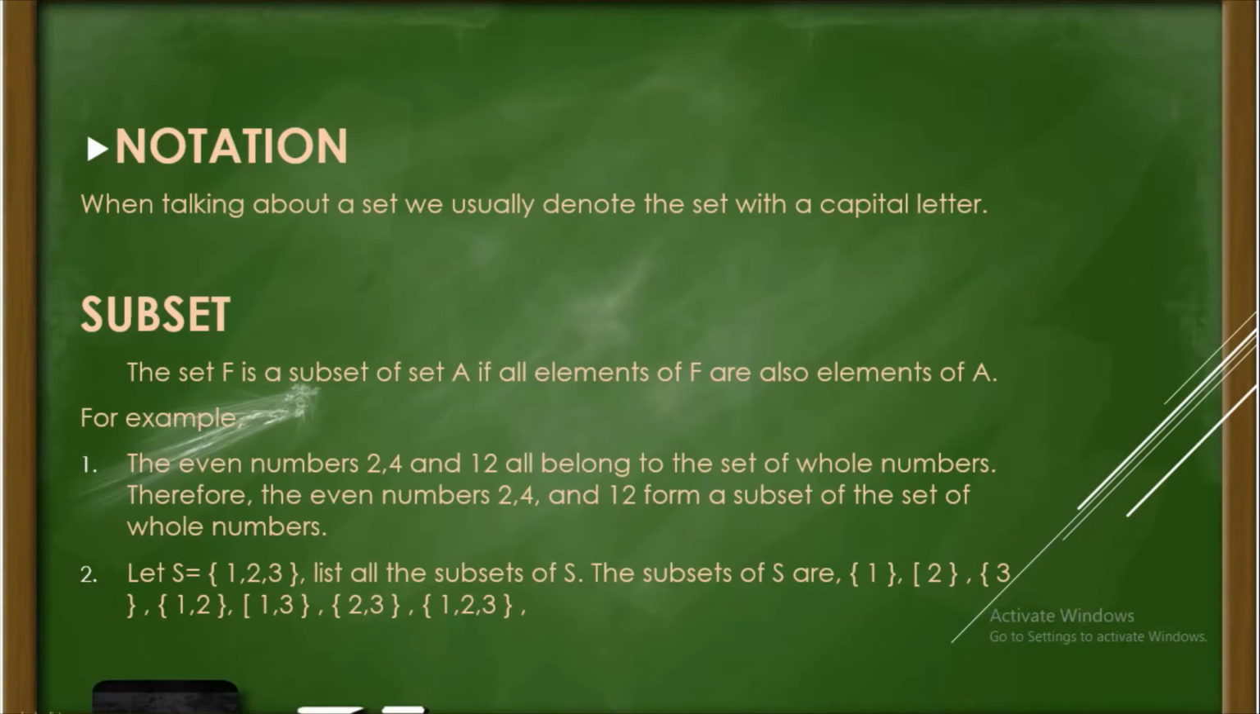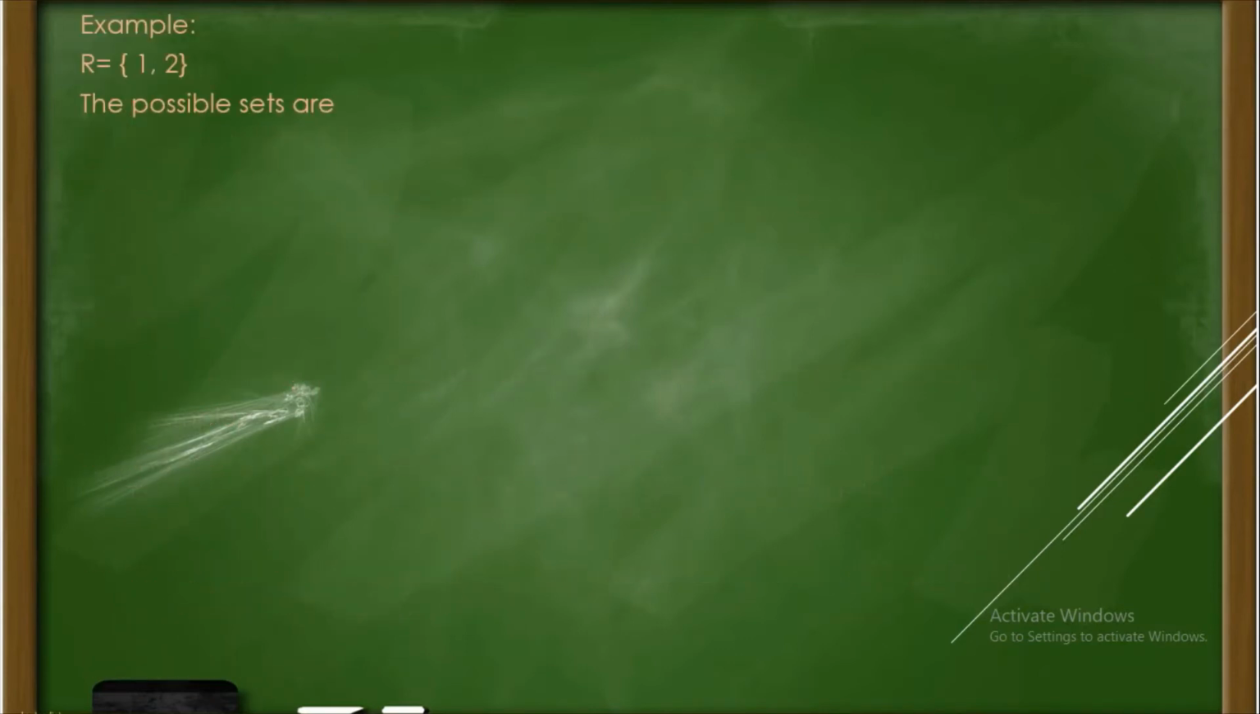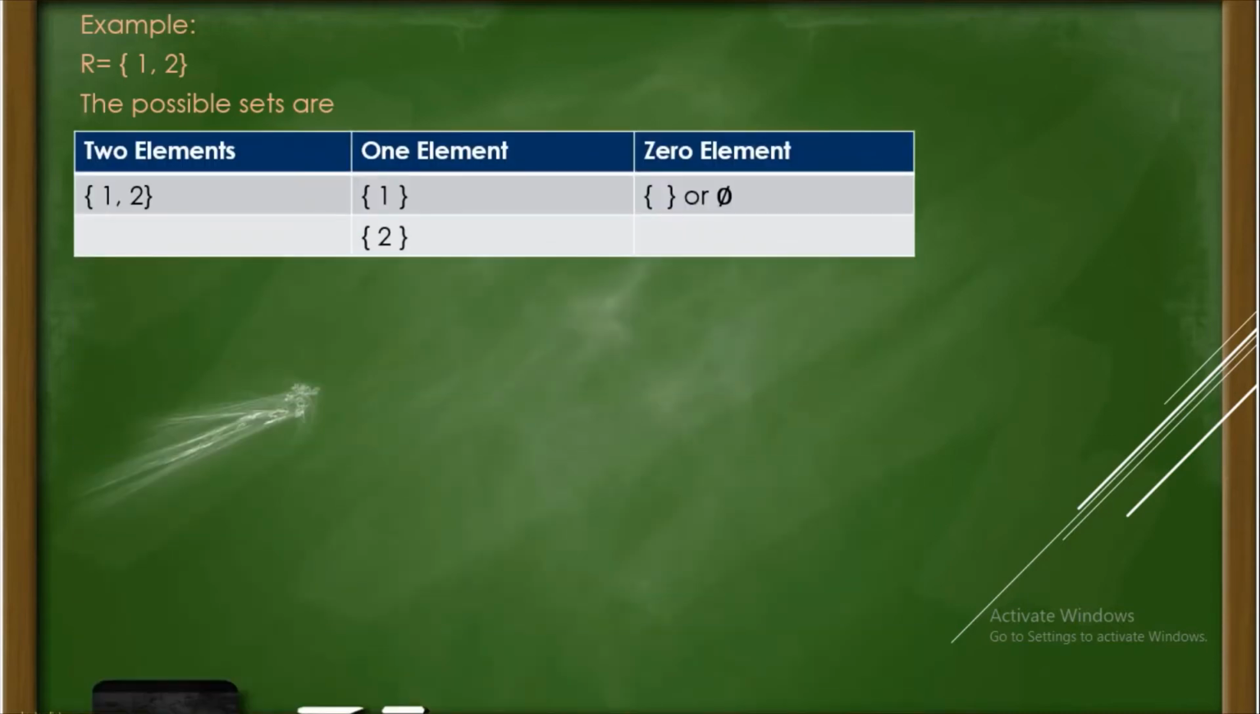Subset? Mga element na makikita sa isang set mula sa isang certain set. Example, if a set R is equal to {1, 2}, the possible sets are, we have here, ito yung mga posibleng element mula sa set R which is equal to {1, 2}. We have the two elements, 1 and 2, 1 element, 1, 2, 0 element.